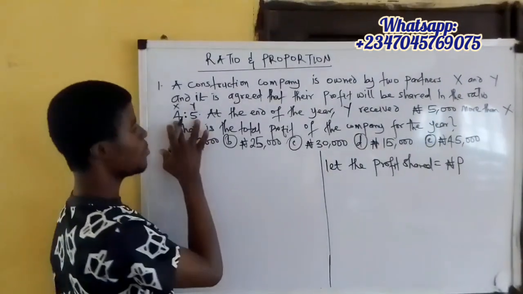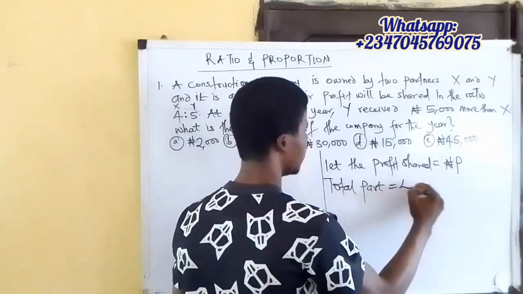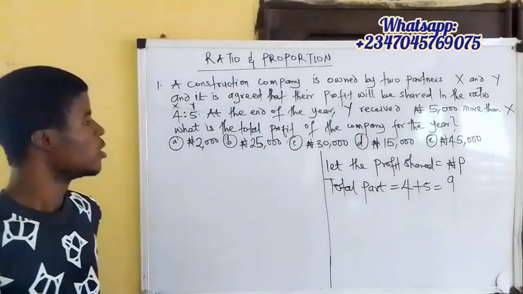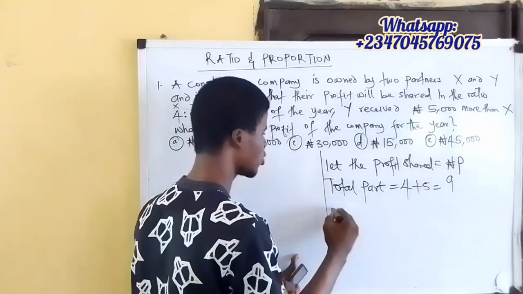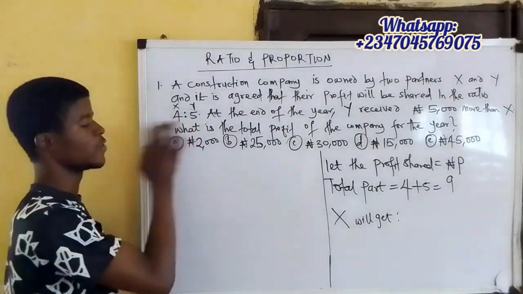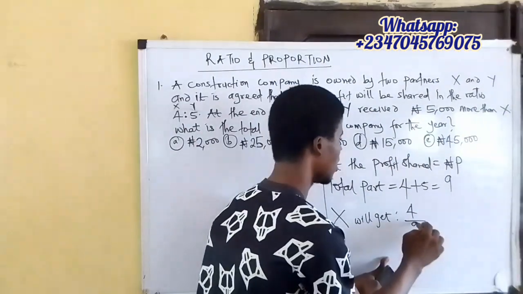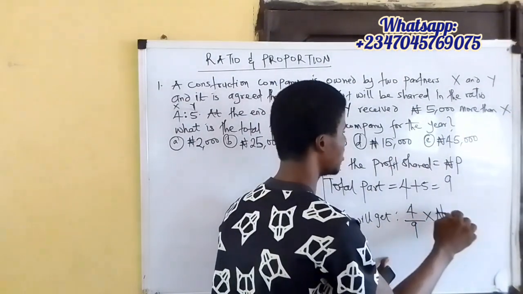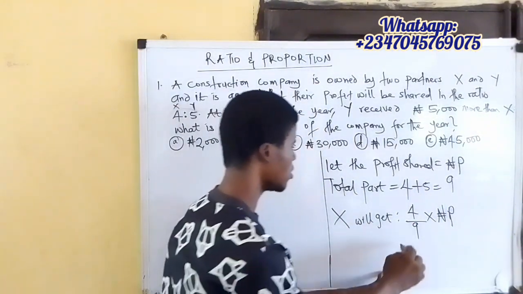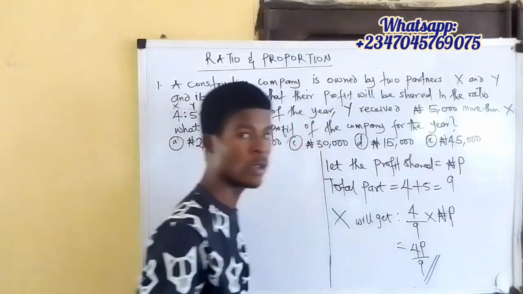Alright, the total part here is 4 plus 5. That is 9. Good. So what will X get? The part for X is 4. That is 4 over the total part, which is 9, times the amount of profit that they shared, P naira. So 4 times P is 4P over 9. This is what partner X will get.